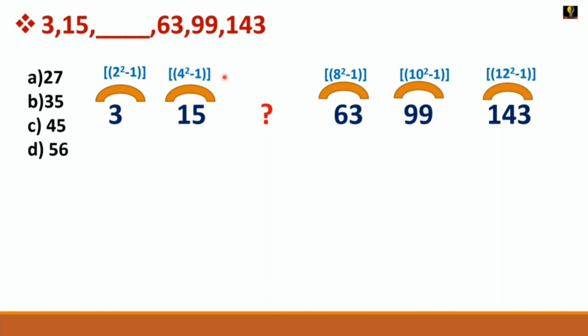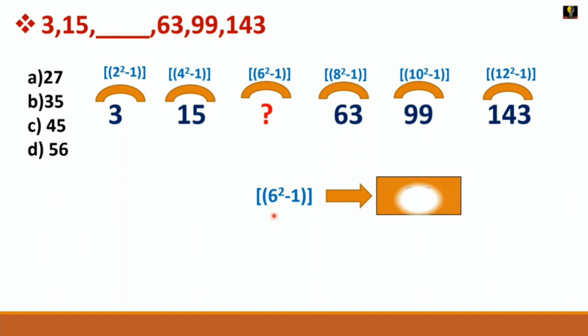If you observe the pattern, here 2, 4 and directly 8, so in between that will be 6 square minus 1, so you will get the answer. 6 square minus 1 means 35. If you put 35 over here, you will get your complete series. So option B is my right answer.